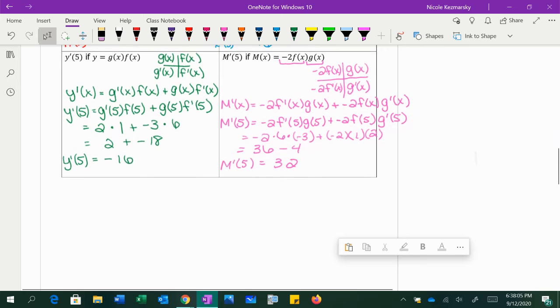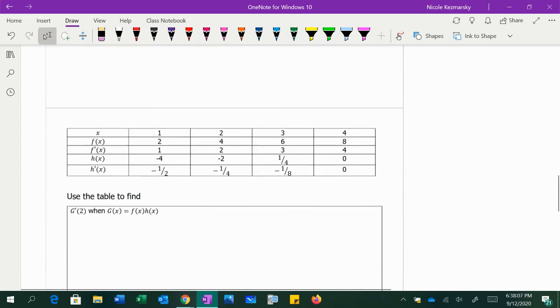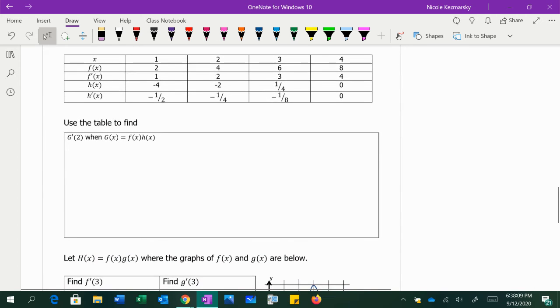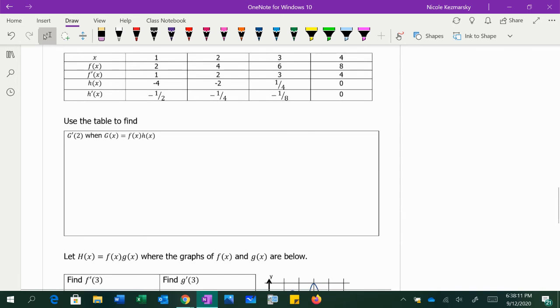So we can do this with function notation. We can also do this like we did in the last section with tables. So I'm going to use information on two functions f and h to find g prime of 2. So g prime of x, I can use the little box and say f of x and h of x, f prime of x and h prime of x.